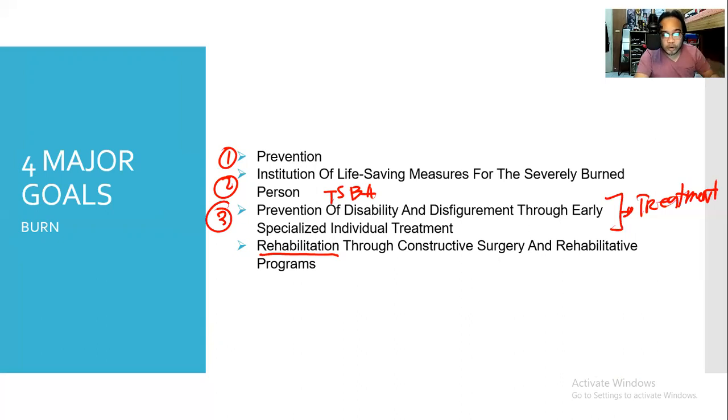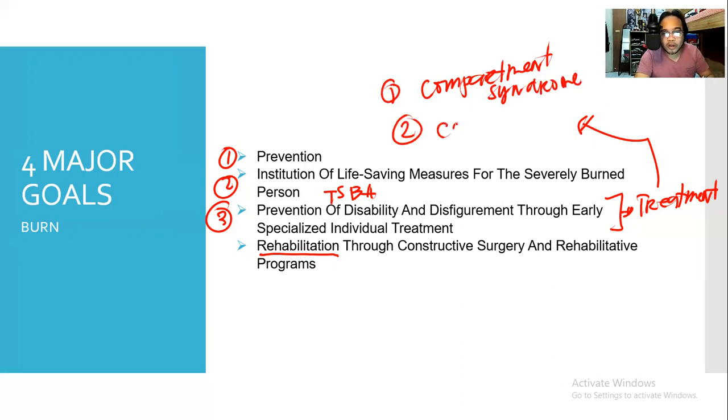What you're trying to prevent here in number 3 are the common complications, such as compartment syndrome, that's number one, and contractures, number two. Because if the patient develops contractures, it will be hard for them to move, especially if the involved areas are the limbs, either the upper or the lower limbs or both.